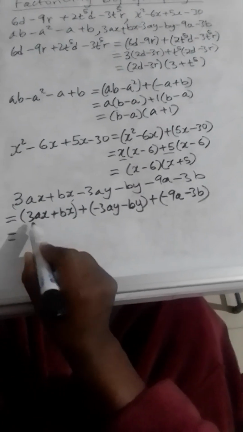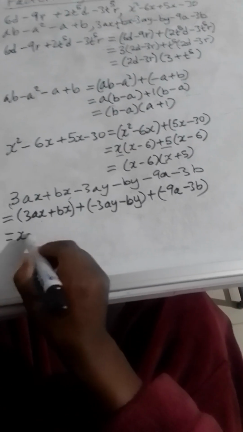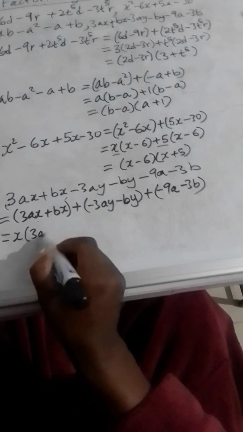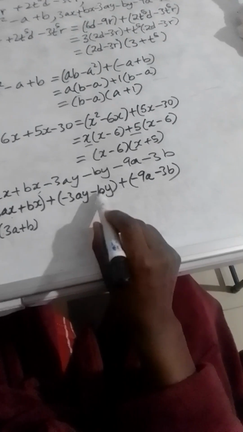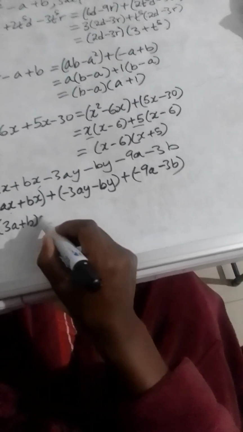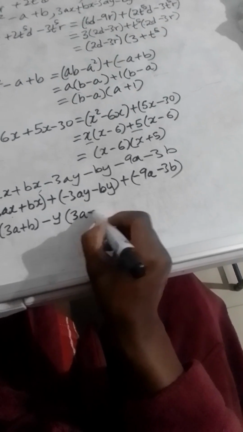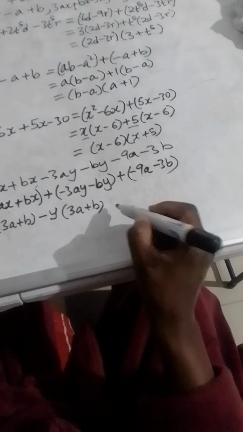Or each group. Here the highest common factor will be what? X is there. So it will be x, and then we'll be left with 3a plus b. Here the highest common factor, we can see negative there. So negative 1y. So it's going to be negative y. And we'll be left with 3a plus b.